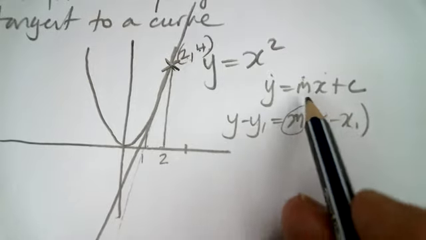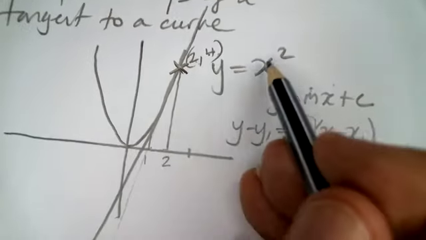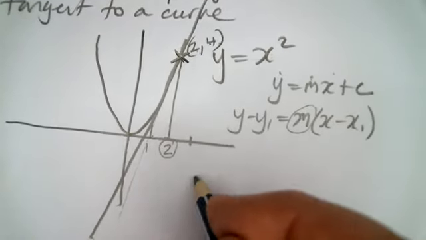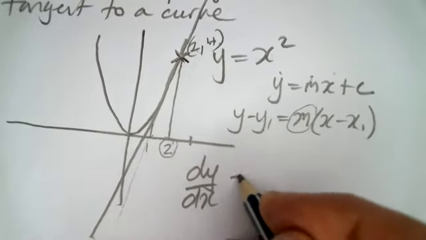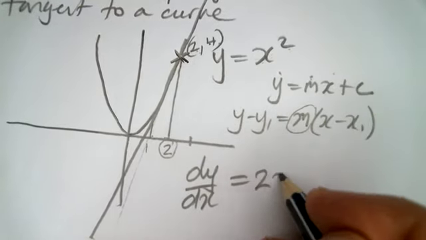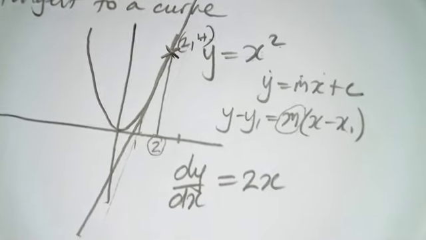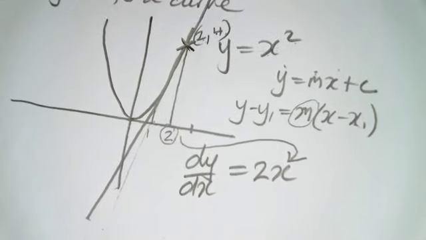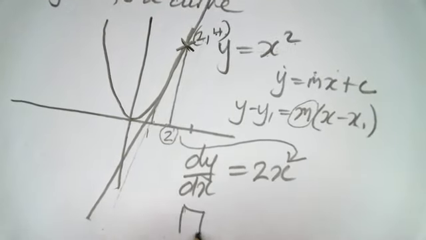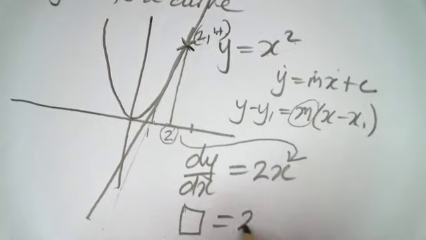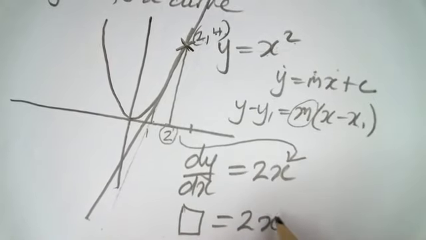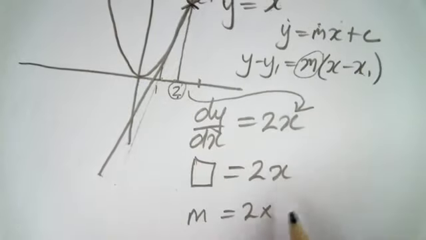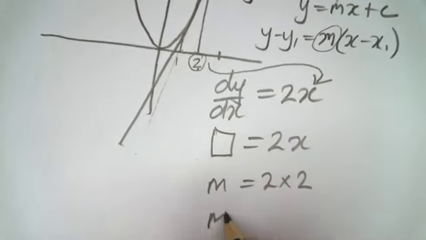So what's the gradient? Let's find the gradient at the value of x equals 2. I'm going to differentiate y with respect to x. So x squared becomes 2x. There's my differential. Now we take that value 2 and put it straight into the x value there, and that's going to give us our m value. So m is 2 times 2, so m is equal to 4.